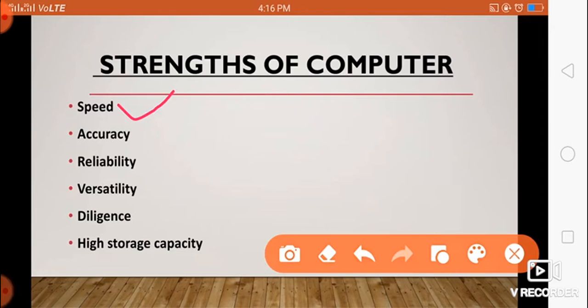Next feature is accuracy. A computer always gives us an accurate result, as long as we give the correct input. If you give the correct input, it will always give you the accurate result. It never makes mistakes.